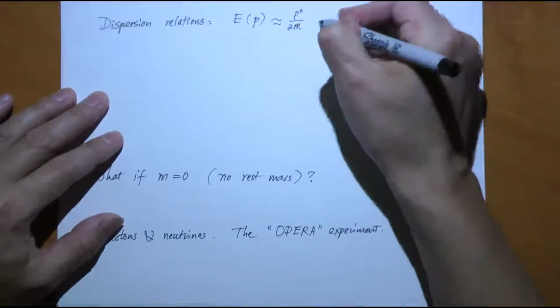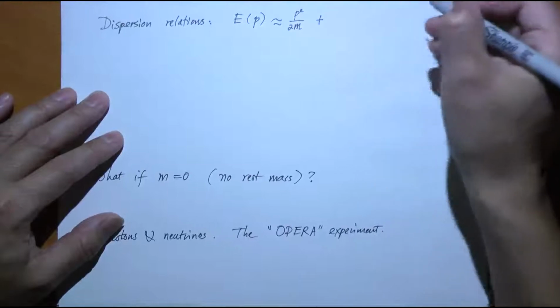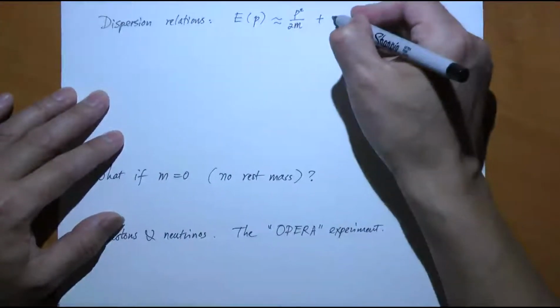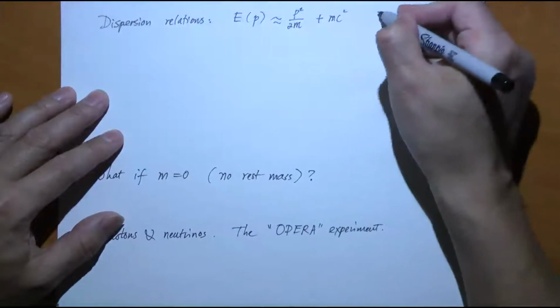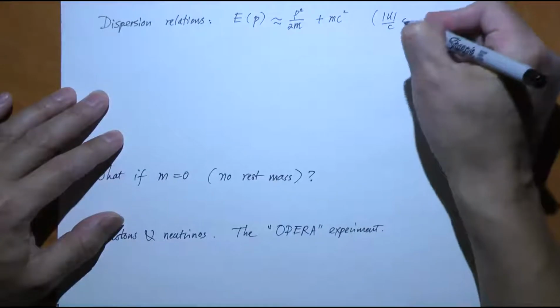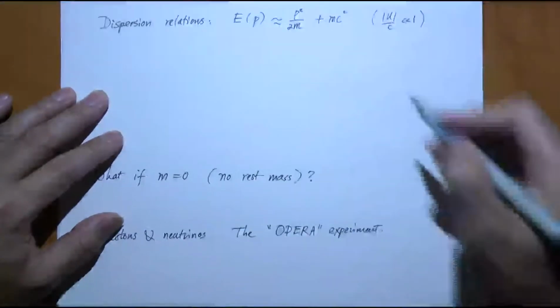For the kinetic energy, of course, don't forget you have to also add the rest energy, not just the kinetic energy. This is the total energy. The rest energy is mc squared. This is when u over c is far less than 1, the classical case.